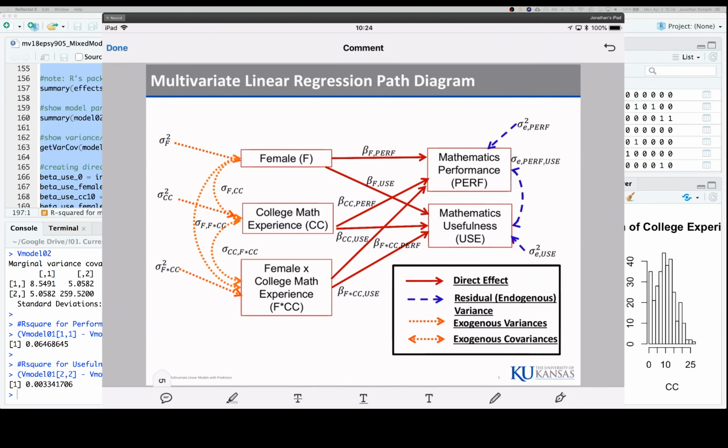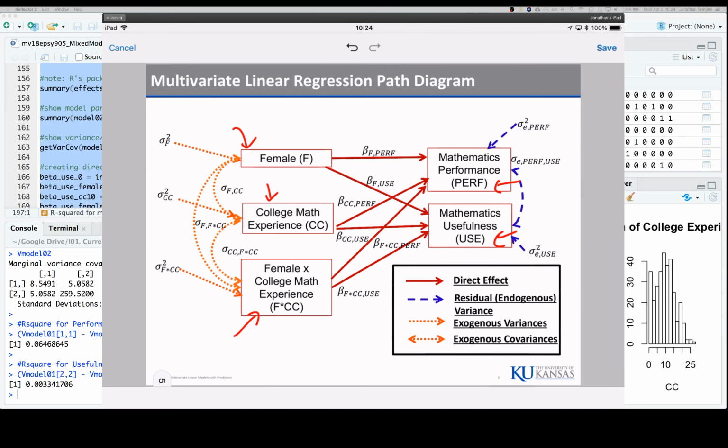And here is our multivariate linear regression path diagram. We're going to have two outcomes that we're going to end up using today, performance and usefulness. And we're going to have three predictors of this, one being the sex variable, dummy coded with female being a 1, male being a 0. Another being college math experience. This is the number of credit hours of math experience a person took at the university they were at. And finally, the interaction between female and college math experience, or the product of those two variables.